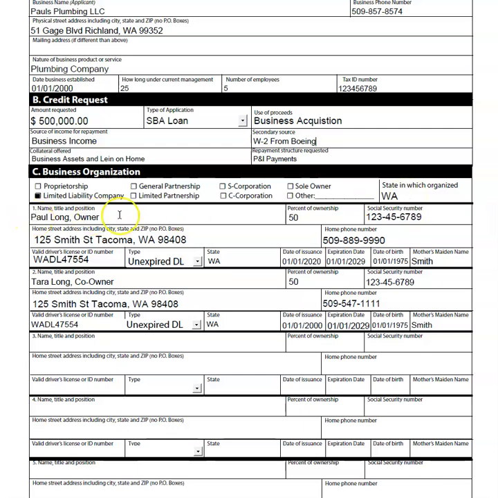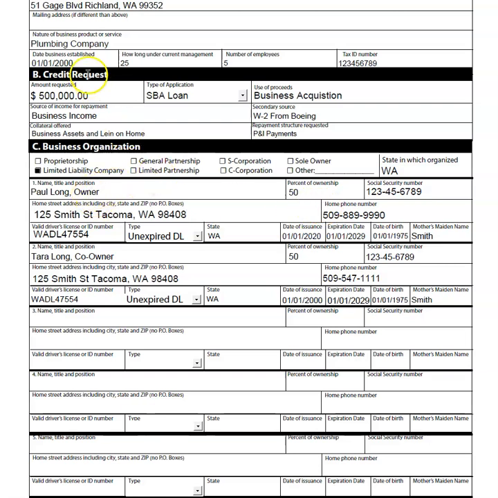Then we want to know about you as an individual who owns part of Paul's Plumbing. In this case, we have Paul and Tara that are both 50-50 owners of Paul's Plumbing. So we're going to put in the name, your position, the percentage of ownership, your social security number, your home address, again, no P.O. boxes, please, your home phone number, your driver's license number. Type would be unexpired driver's license or military, state, or passport. Put in your state, issuance, expiration date, date of birth, and your mother's maiden name.